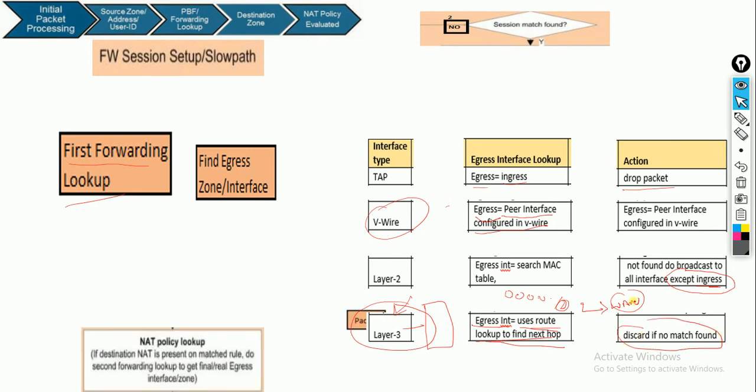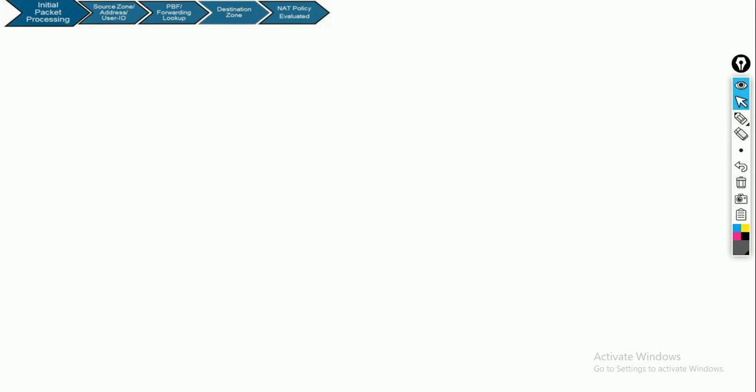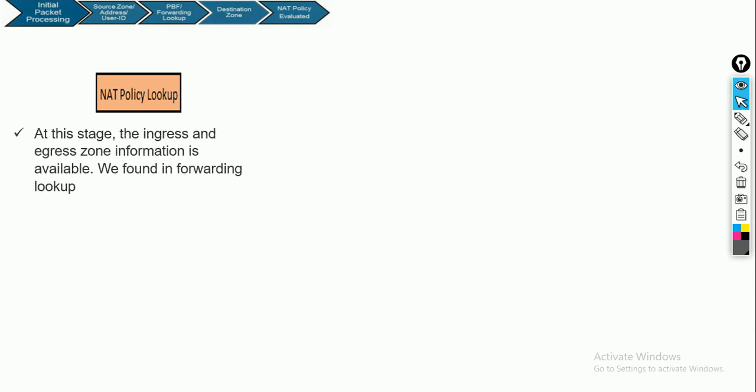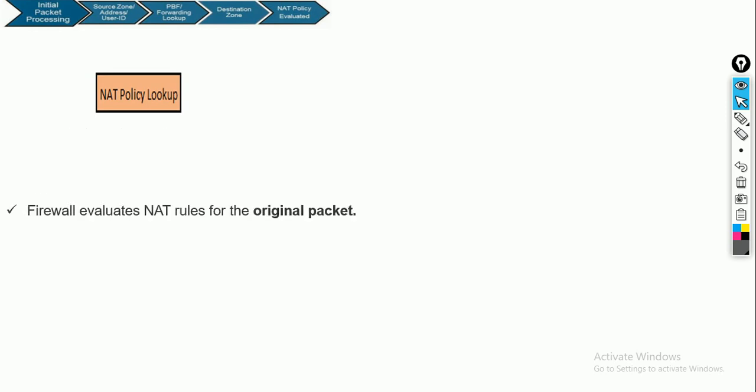Okay, so the next step is NAT policy lookup. Then the packet will go for the NAT policy lookup. In NAT policy lookup, there are also two types of NAT, applicable only in layer 3 and vwire mode. It will not happen in layer 2 mode or tap mode. Now we are aware that our ingress and egress zone information is available, and we need to forward the packet.